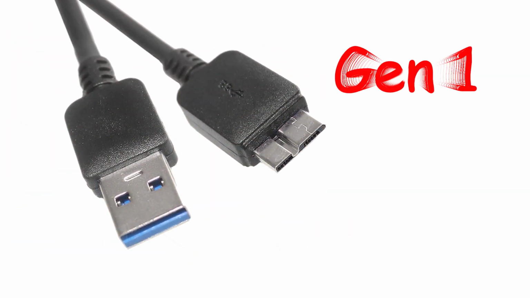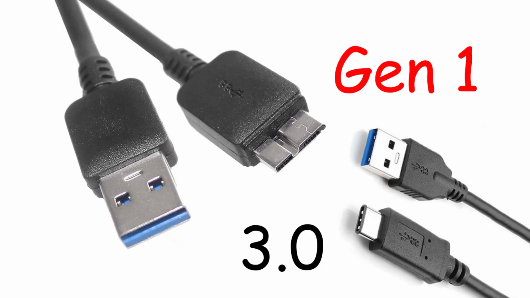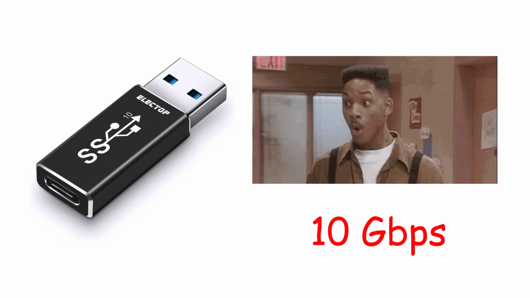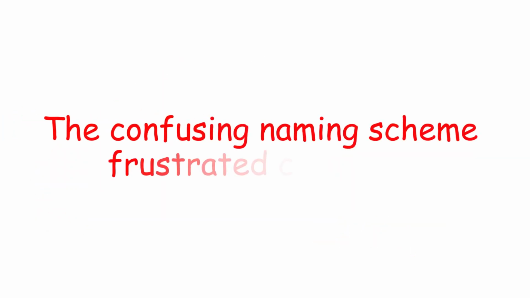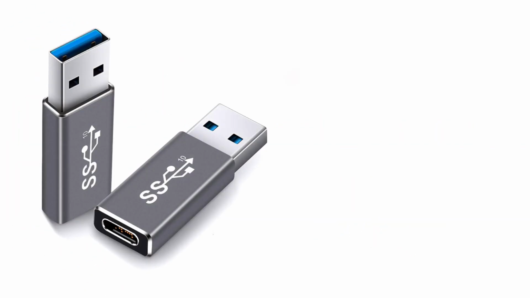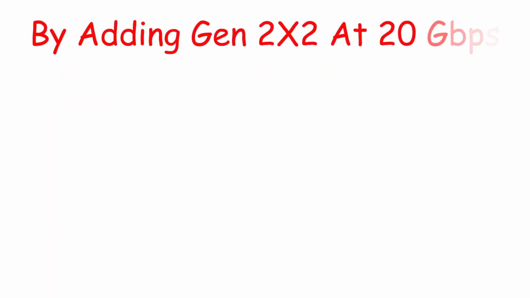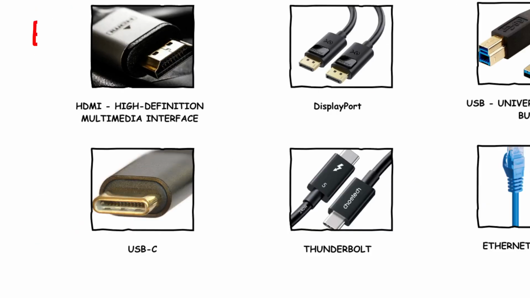USB 3.1 Gen 1 was just rebranded USB 3.0. USB 3.1 Gen 2 doubled speeds to 10 gigabits per second. The confusing naming scheme frustrated consumers. USB 3.2 further complicated things by adding Gen 2x2 at 20 gigabits per second while renaming previous versions.